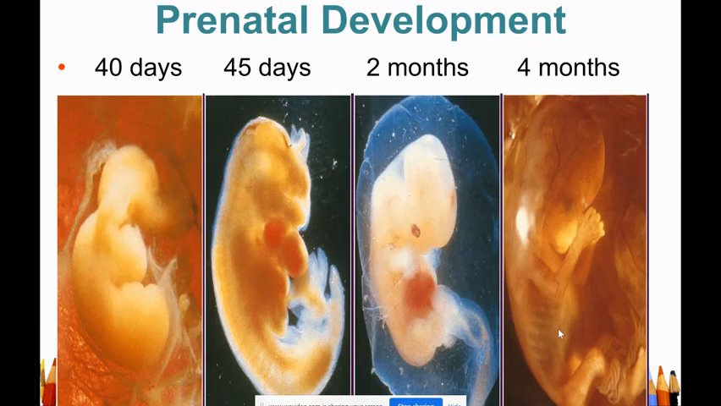So you can see at 40 days, you just kind of got this lump of tissue. But by 45 days, you already have the beginnings of a heart. You have the formation of a brain. You can start to see designations that are going to become legs and arms. By 2 months, you have internal organs. You actually have a rudimentary eye.